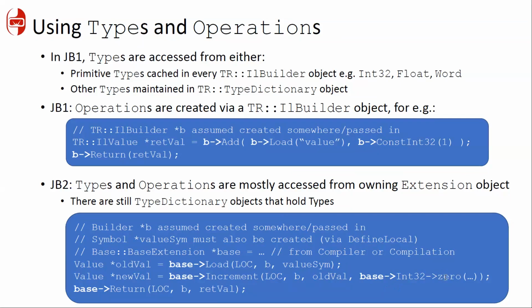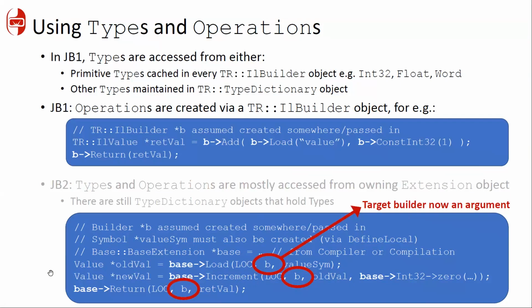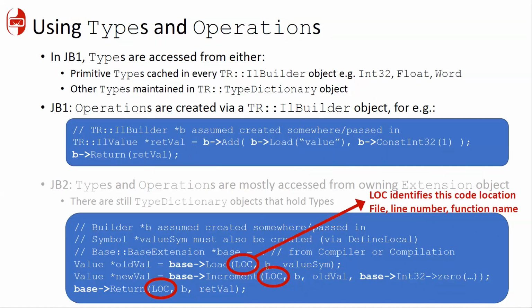Anyway, you can ask a type for its 0 or its identity value, and you can just use it in these operations. And then finally, you can do return the same way. This should be new val, not rep val. Wow, lots of bugs in this slide, sorry. Okay, so the target builder here, whereas it used to be the receiver object for all of these, it's now just an argument that gets passed in.